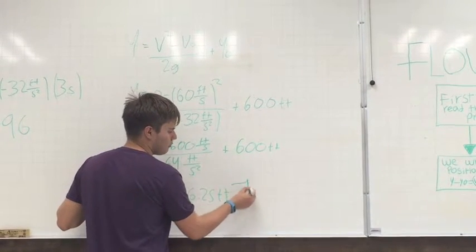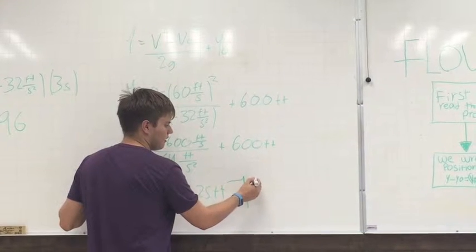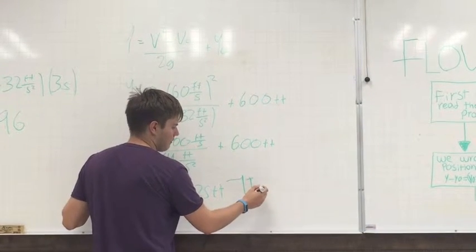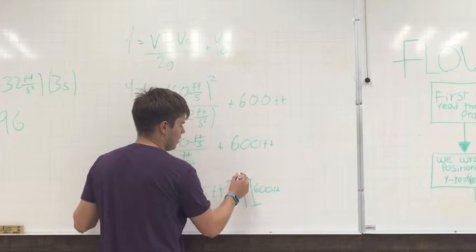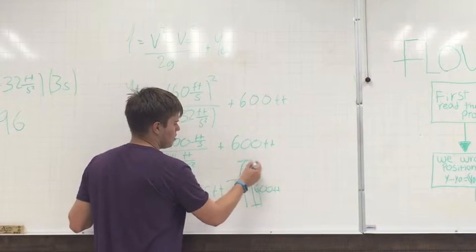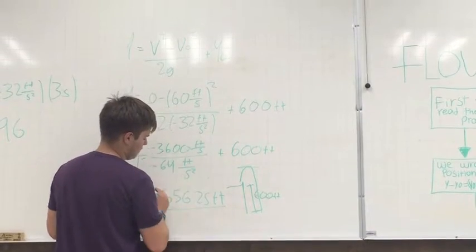So in our problem, there was a building that was 600 feet tall, and the maximum point the ball reached was this.